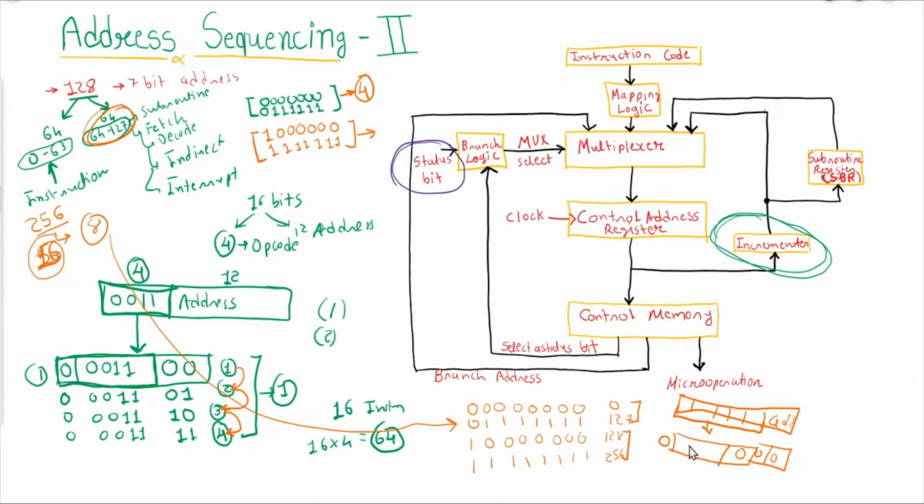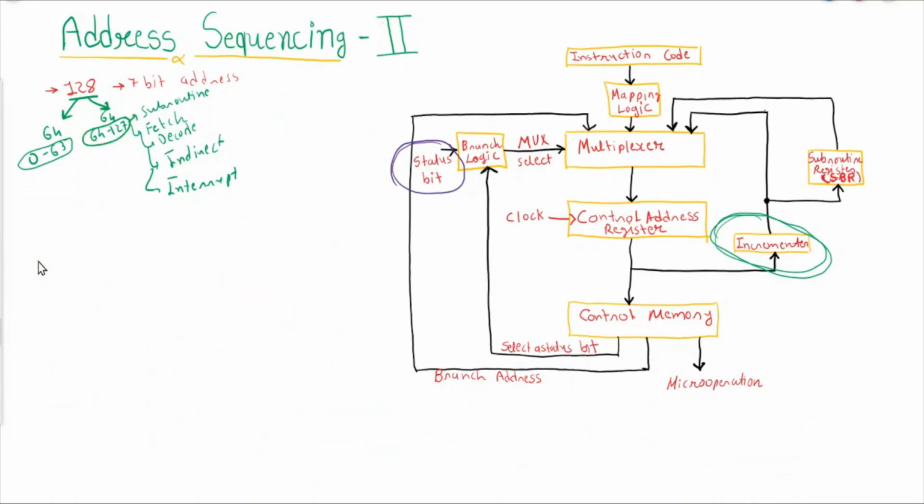So 0 and 4 bit will be here and 4 bit will be used here. So any instruction can have 16 steps. In 16 steps the instruction will be over. Okay, so this is how mapping will be done. Clear?